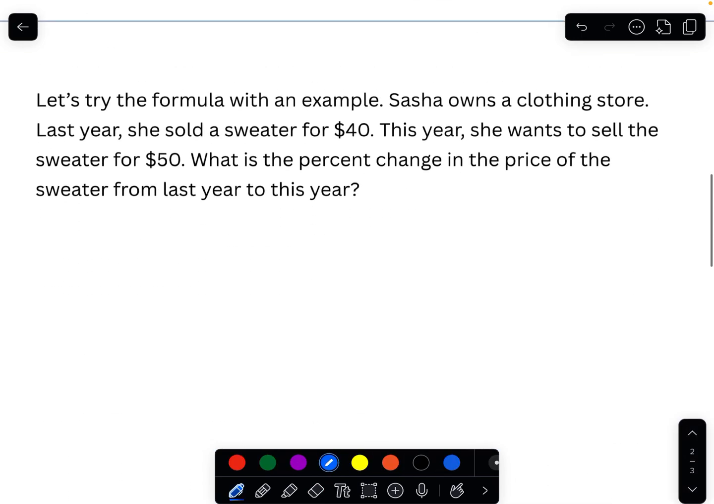Okay, let's try this formula with an actual example. This is from a worksheet that I gave my students. So, Sasha owns a clothing store. Last year, she sold a sweater for $40. This year, she wants to sell the sweater for $50. She wants to make more money, clearly. What is the percent change in the price of the sweater from last year to this year?